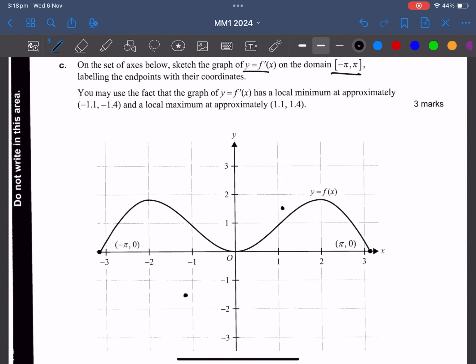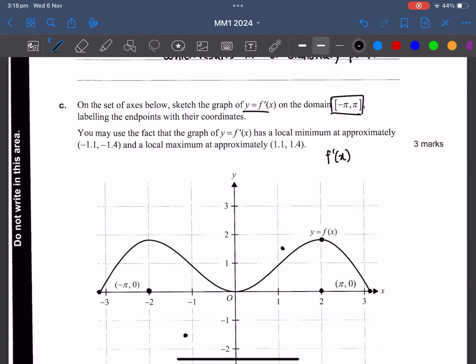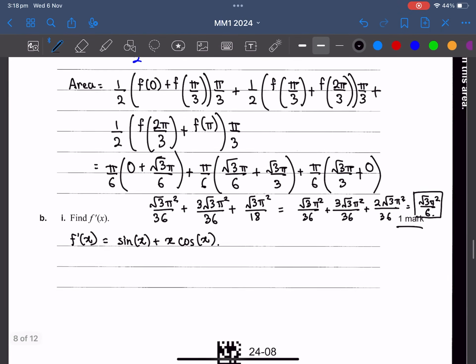Okay, what other points can we actually tell? If this is the graph of y equals f of x, these are going to be our stationary points here and here. So that means our derivative will have the x-intercept right here underneath and here. And our endpoints are given to be this. So what was our derivative function? I think it was sine x plus x cosine of x, I believe.